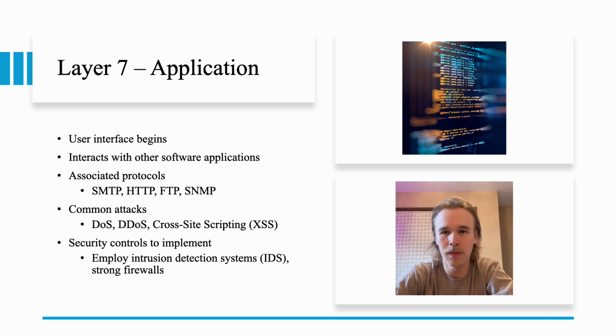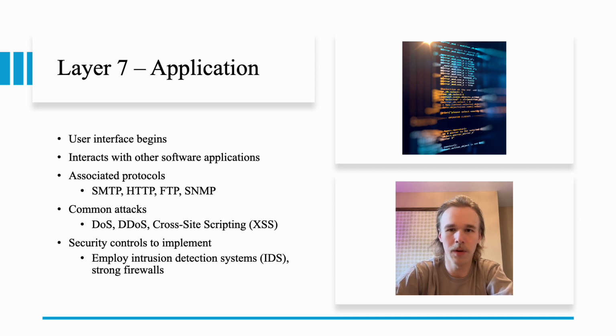Rounding out the last of them with layer 7, we have the application layer. This is the layer that directly interacts with the user. This could be web browsers, Zoom, email clients, etc. The application layer interacts with software applications. This is the layer end users are most familiar with, aside from the physical layer with things you can touch.